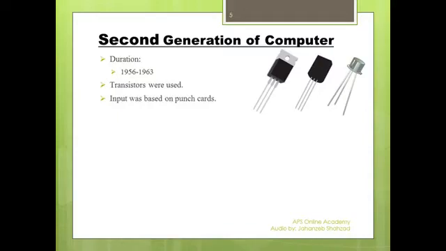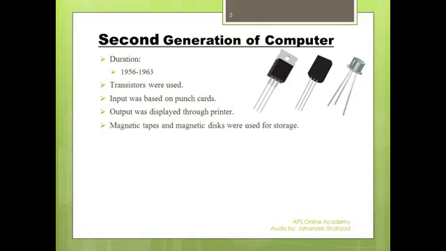Input was based on punch cards as it was being used in first generation of computer. Output was displayed through printer. In first generation we were using electric typewriter, and now we are using printers. Magnetic tapes and magnetic discs were used for storage. In first generation of computers, vacuum tubes were storing the data, but now they have separated the storage, and magnetic tapes and magnetic discs were used for storage.